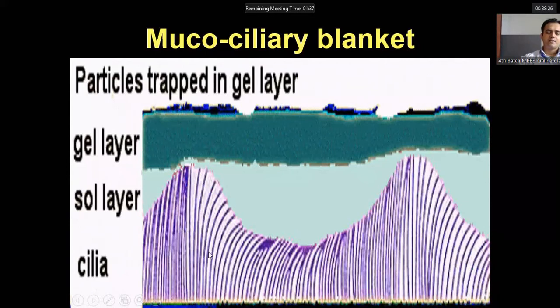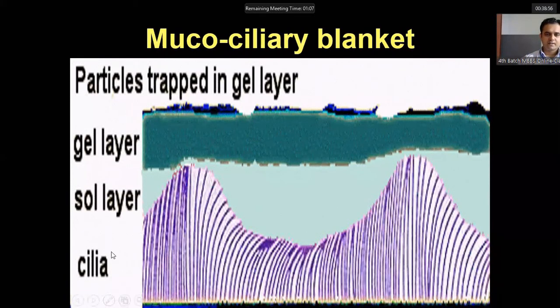But then you can ask: if it beats backward, it also has to recoil and come forward. So the gel layer with the trapped particles should stay at the same place and not go to the nasopharynx, but it doesn't happen like that. The action of cilia is not the same. The back phase is very fast and the recoil is slower.